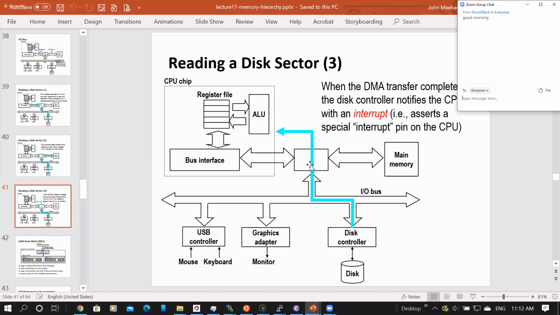So there is a pin on the CPU called the interrupt pin, one single pin on the thing. And when you toggle that pin, when you pull it down, at the beginning of every instruction cycle, the CPU looks to see if that pin is asserted, if there's an interrupt pending on the computer. And if there is, it goes through an interrupt acknowledge cycle.